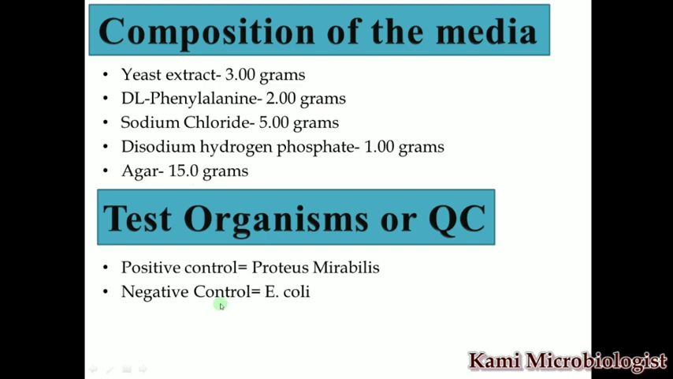If you want to check the quality of this media, you have to use a positive control and a negative control. In the case of the positive control, you use the known Proteus mirabilis species as well as E.